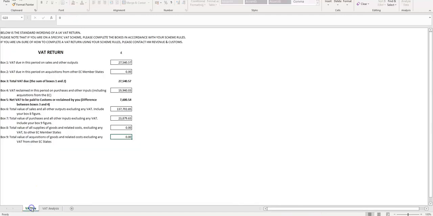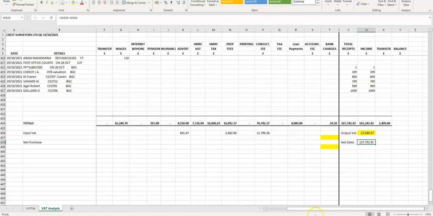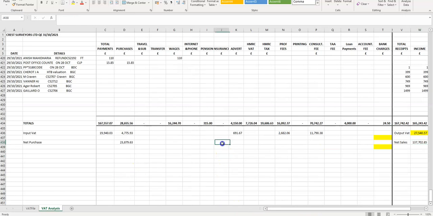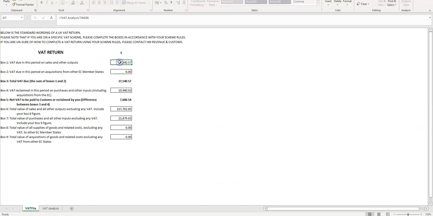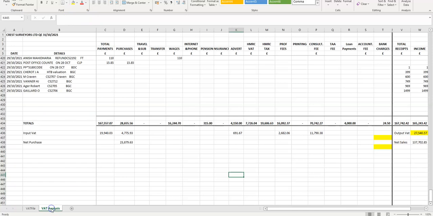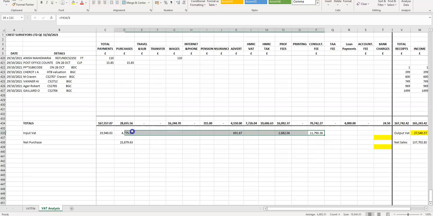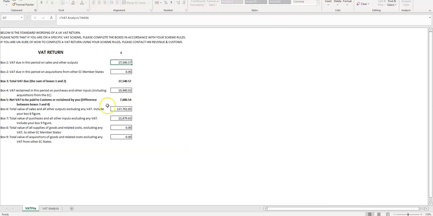Now all this information you're going to record here. For example, box 1, 27,540, and we can see here box 1, of course it will tell us how much is the input VAT we're going to claim. And you can see here, if we click, it shows the VAT analysis, and this is my VAT that we're going to claim. And the few VAT we can claim, few VAT we cannot claim, so it will be the total of that. And if we can claim more than that, we can put it there.